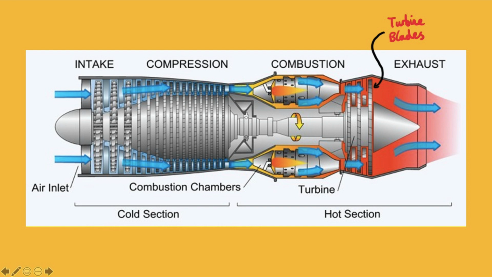The turbine blades aim to harness this energy. In a similar fashion to wind turbines, the turbine blades are forced to rotate around a central engine shaft. This powers the fan and compressor stages, allowing more air to be drawn in, and therefore continuing the cycle.